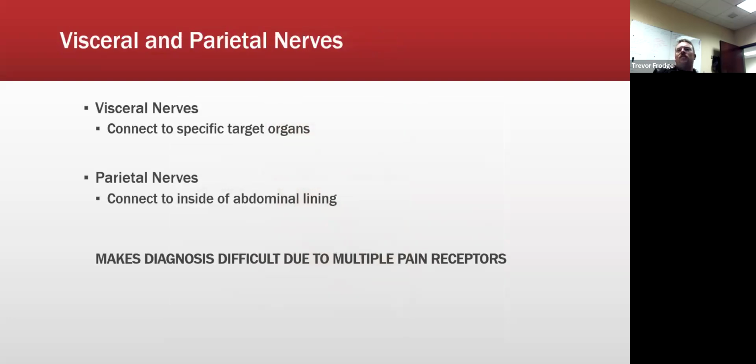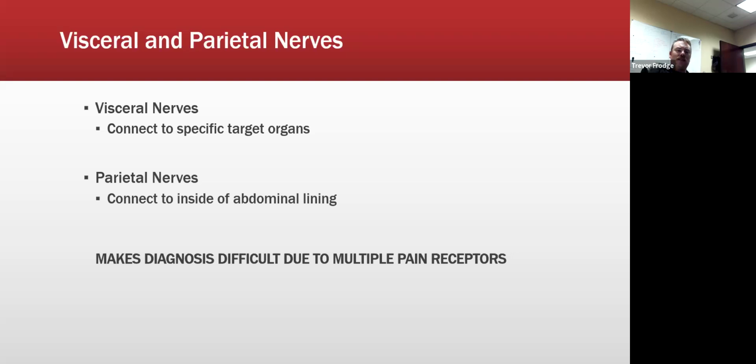Not to mention the fact that we have these two guys, visceral and parietal nerves. Your central nervous system is connected to all of your organs, so we have visceral nerves that go to each organ specifically. You have a visceral nerve that goes to your appendix, one to your liver, one to your stomach, and to all your organs. And then we have parietal nerves, and these are on the inside of your abdominal lining.